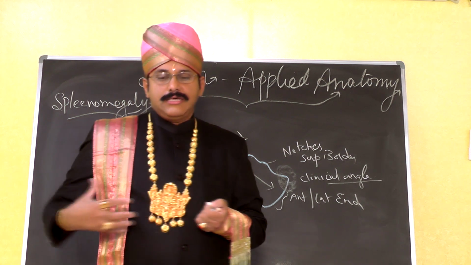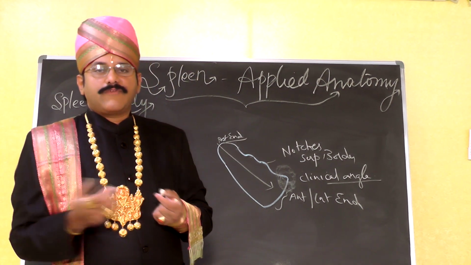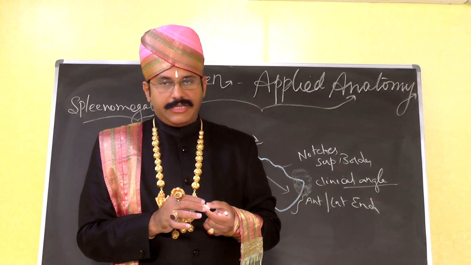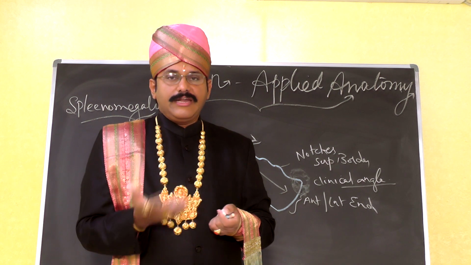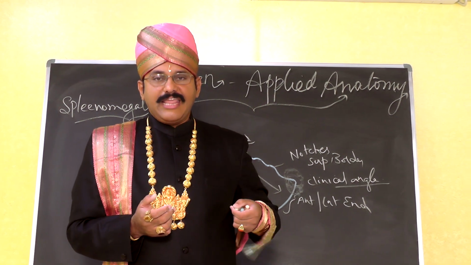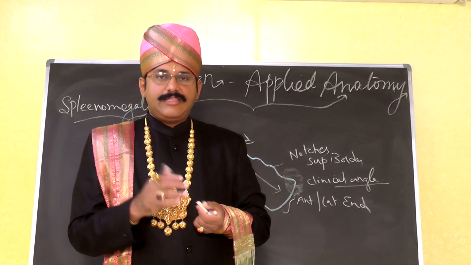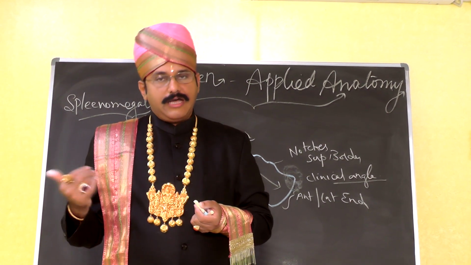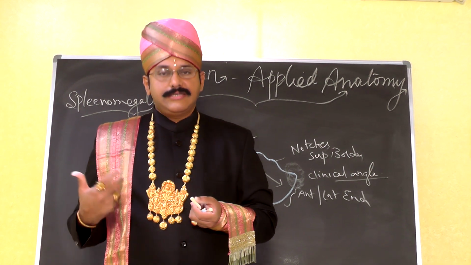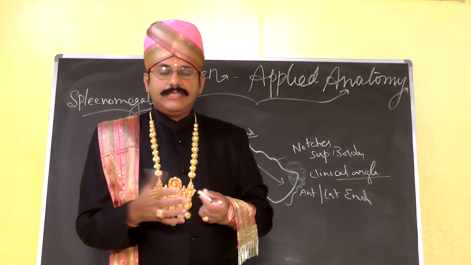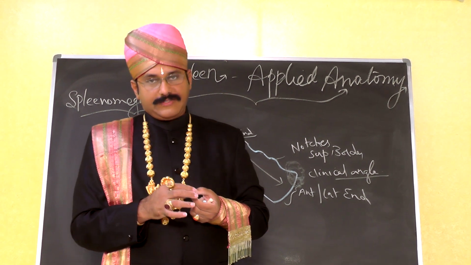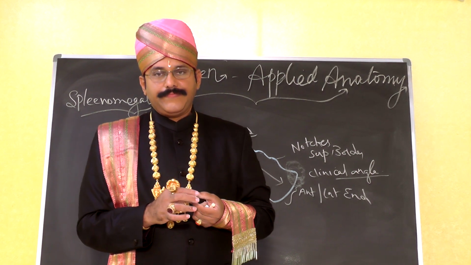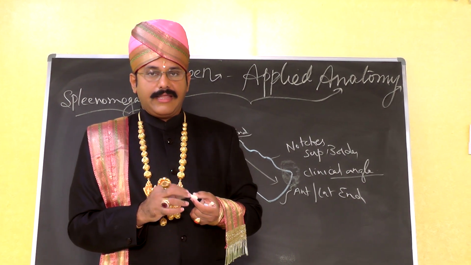In conditions like cirrhosis of the liver in chronic alcoholics, or conditions with increased portal hypertension, or when the portal vein is blocked, or the splenic vein is obstructed, which leads to cirrhosis of the liver. In all these conditions there is enlargement of the spleen, and we call it splenomegaly. Are you able to follow the splenomegaly?